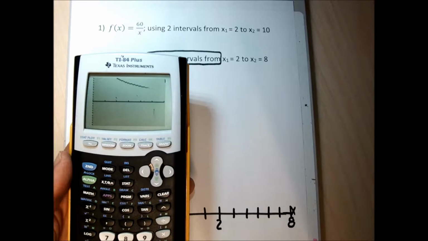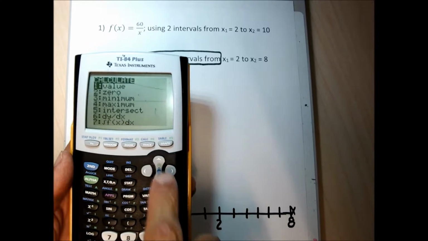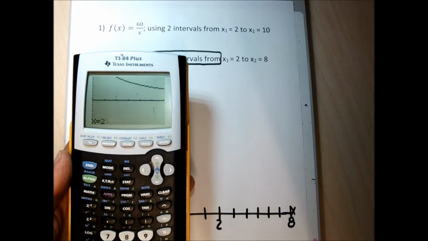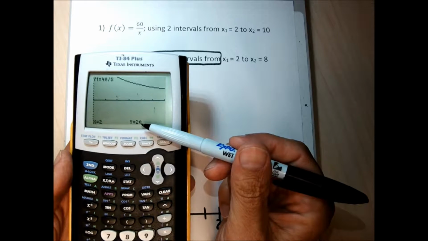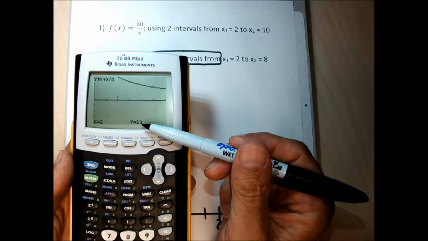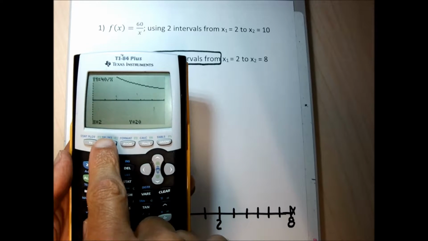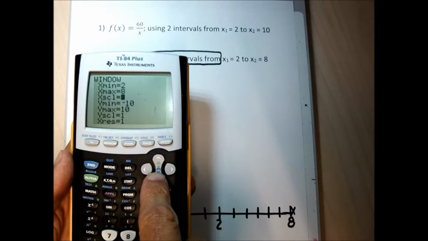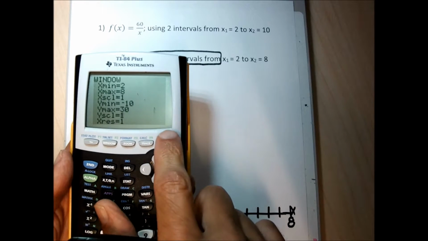So when I sketched my graph, it goes off the screen. So I need to figure out what the y's should be. If I take this value of 2 and do second calc value and type in 2 and hit enter, it tells me that the y value of the point that has an x coordinate of 2 is 20. And that doesn't show on a window that only goes up to y equal to 10. So my window isn't high enough because the y max wasn't high enough. I need to go to a number bigger than 20. I'm going to go to 30 just to be safe.